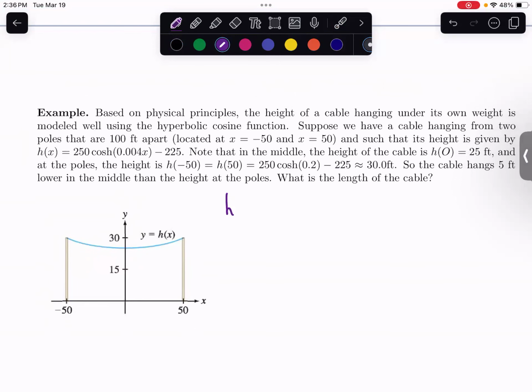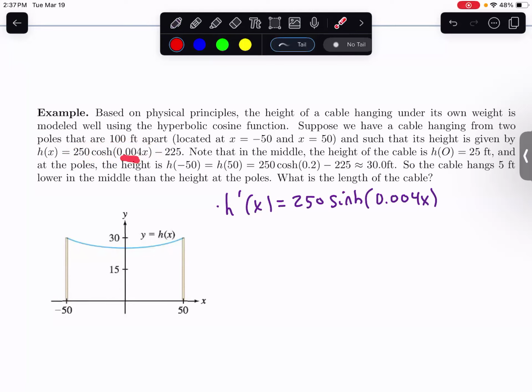The first thing we do is compute the derivative of h. We have to use the chain rule for this derivative, right? If we take the derivative of hyperbolic cosine of 0.004x, we do the derivative of the outside. That's going to be hyperbolic sine. So this ends up being 250 times hyperbolic sine of 0.004x. And then you multiply by the derivative of the inside function, which is equal to 0.004.